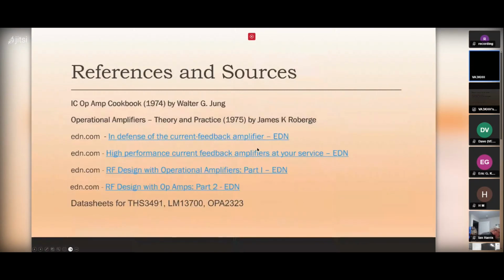So I'll copy some of these links, but this is some of where I got the information. If anybody has an IC op-amp cookbook, don't ever throw it out. It's a very useful op-amp book. And then edn.com had some great articles. So I'll put those links up, and they talk about these different amplifiers and what you can do and what you shouldn't do with them.